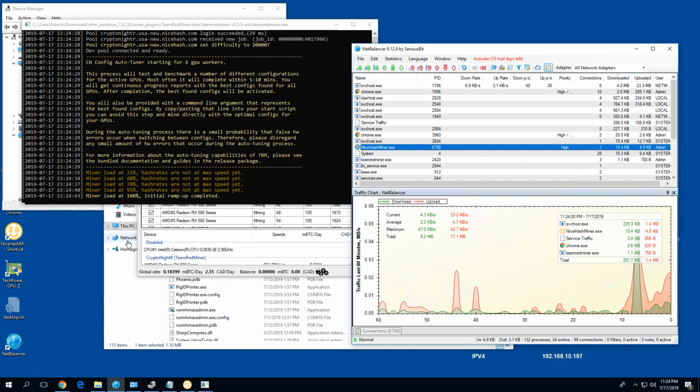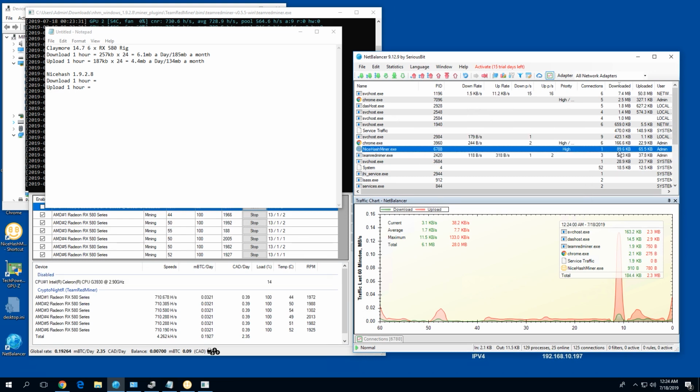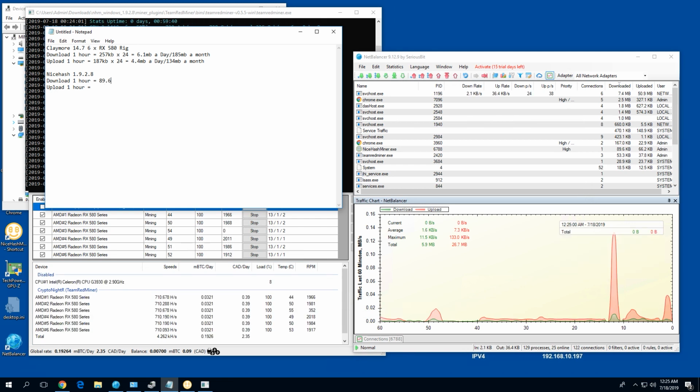Okay, guys, be right back. 3, 2, 1. All right, guys, so it's just about 12:25. And as you guys can see, Nicehash has used about 89.6 kilobytes total on download. So I'm going to write this down, actually. So Nicehash itself used 89.6 KB, and then for upload is about 66.2 in a span of 1 hour.